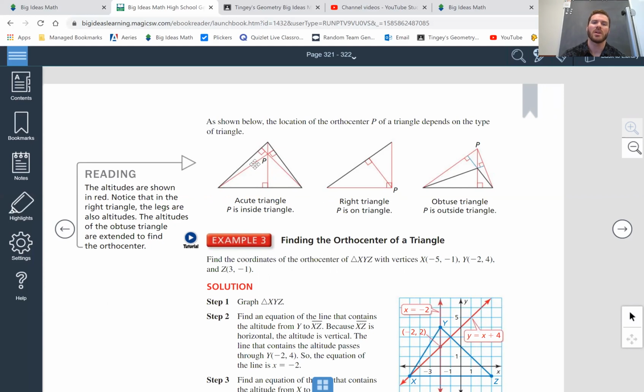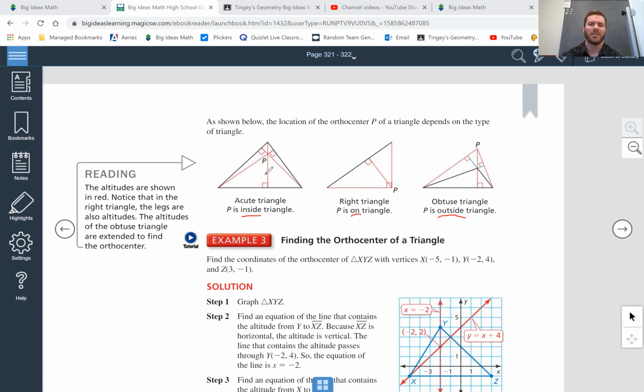So acute triangle, it's inside. A right triangle, P is inside. It's basically on the triangle. That's what it says right here. It's on the triangle. Okay. Inside. This you probably want to put in your notes. On the triangle. Obtuse is outside the triangle. Okay. I think you can remember that.